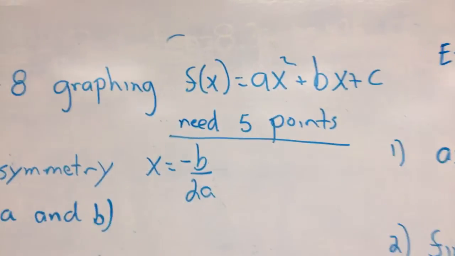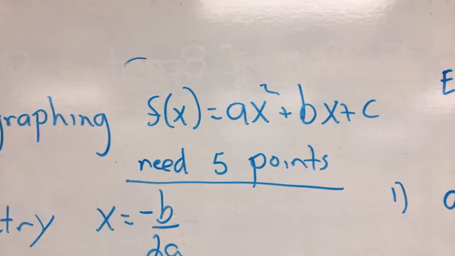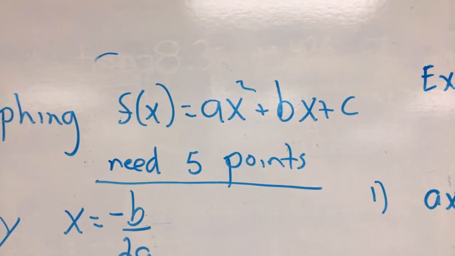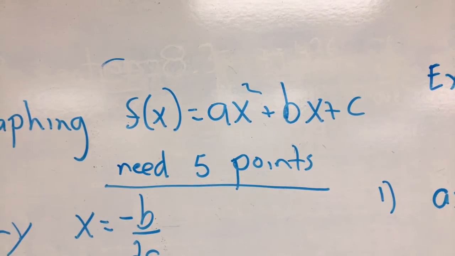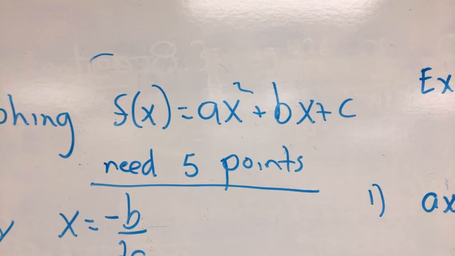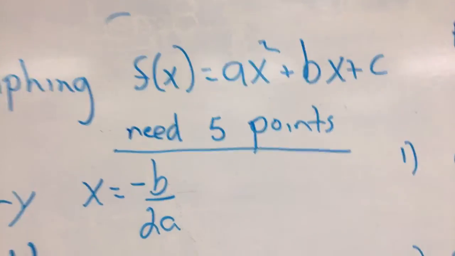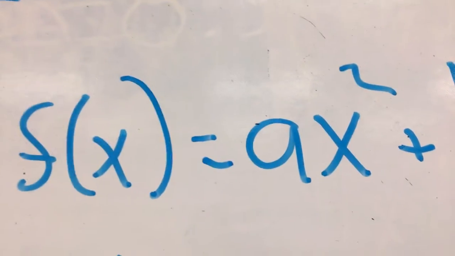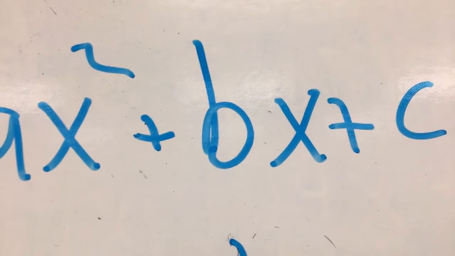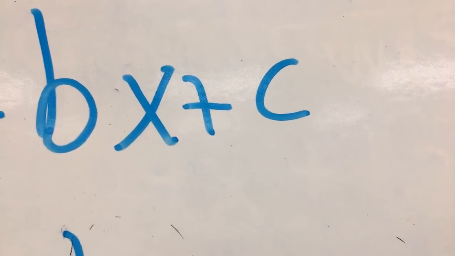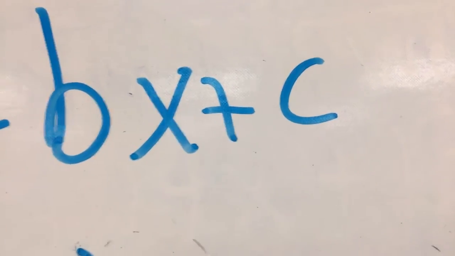So there's your quadratic form. F of x is equal to ax squared plus bx plus c. To graph a parabola, we need 5 points. All right? So the first thing we're going to do, we're going to identify the coefficient in front of the x squared term. That's a. We're going to identify the coefficient in front of the x term. That's b. And then c is just hanging on the end. We're going to find out we need that too.